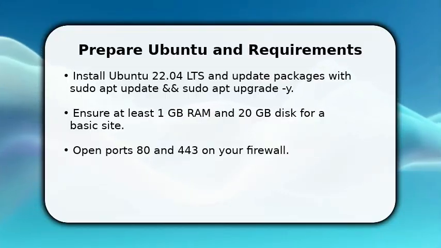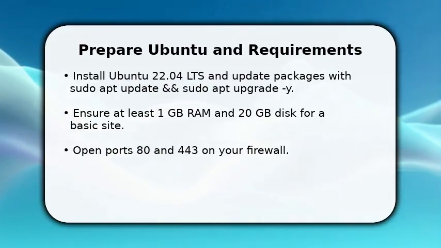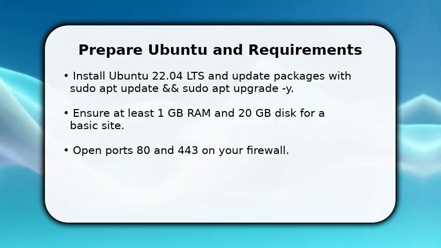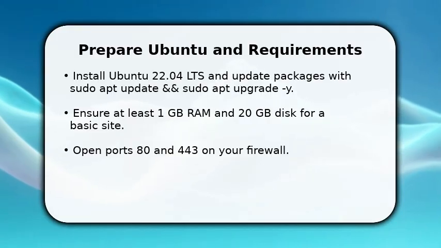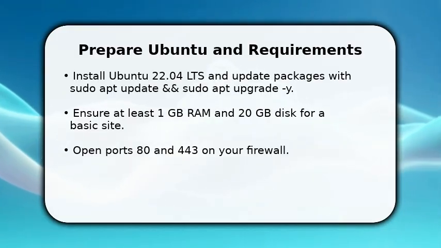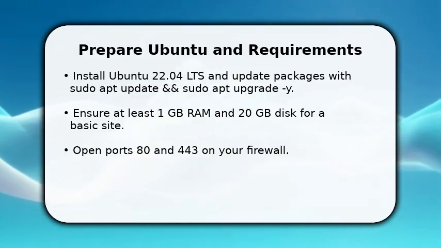Start by installing Ubuntu 22.04 LTS on your server or VM and perform system updates. sudo apt update and sudo apt upgrade -y. Ensure at least 1 GB RAM and 20 GB disk for a basic site, and plan for more based on traffic. Create a sudo user and enable SSH for remote access.